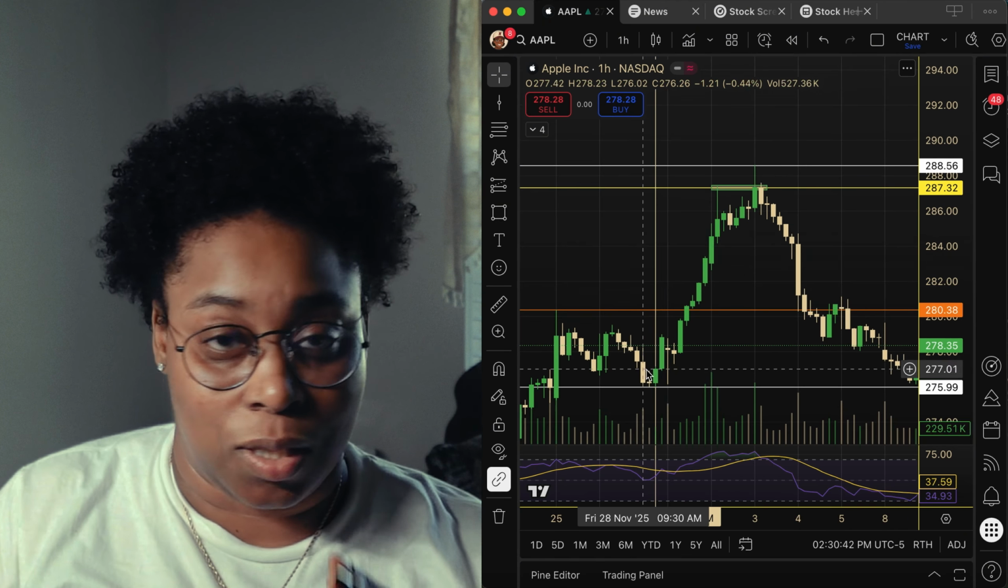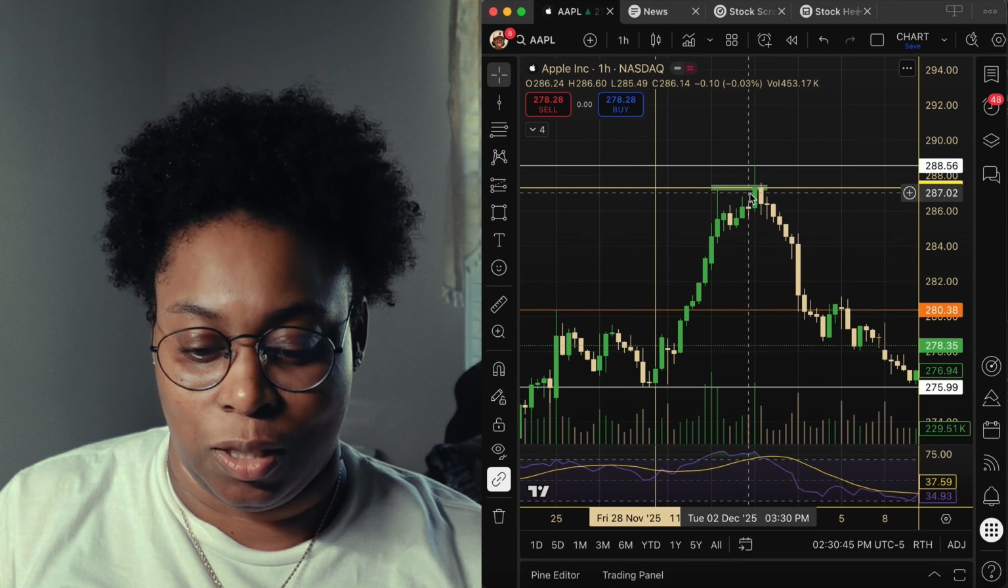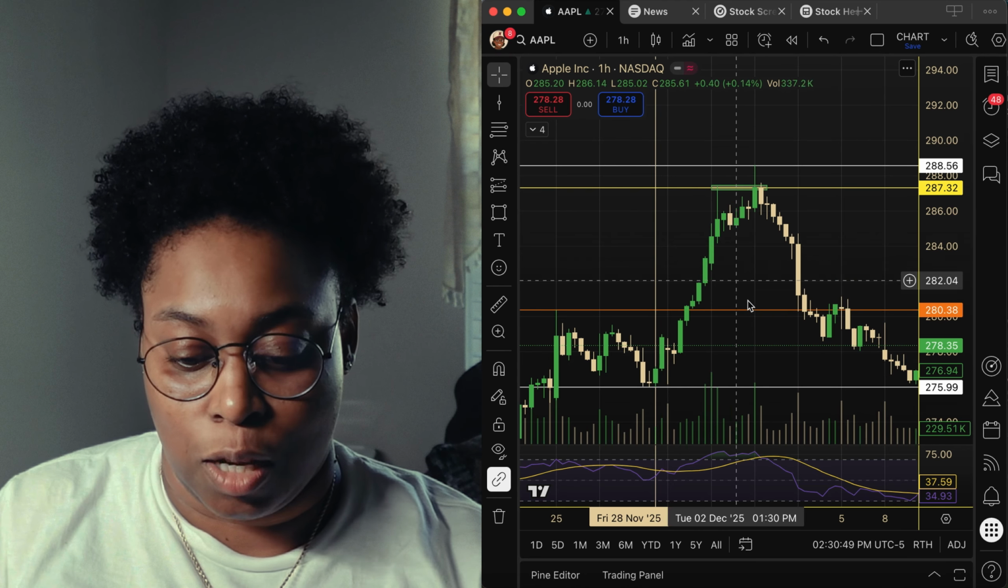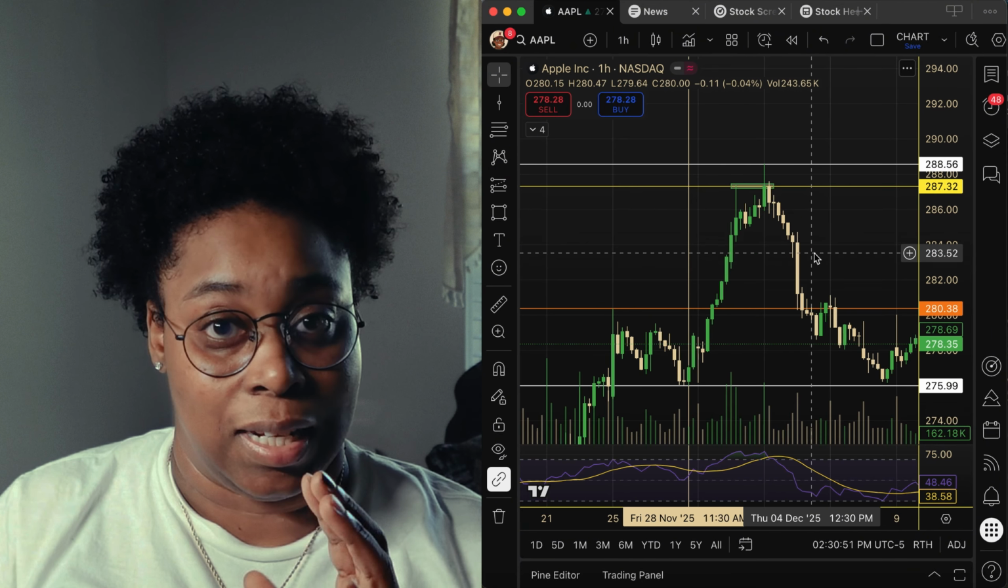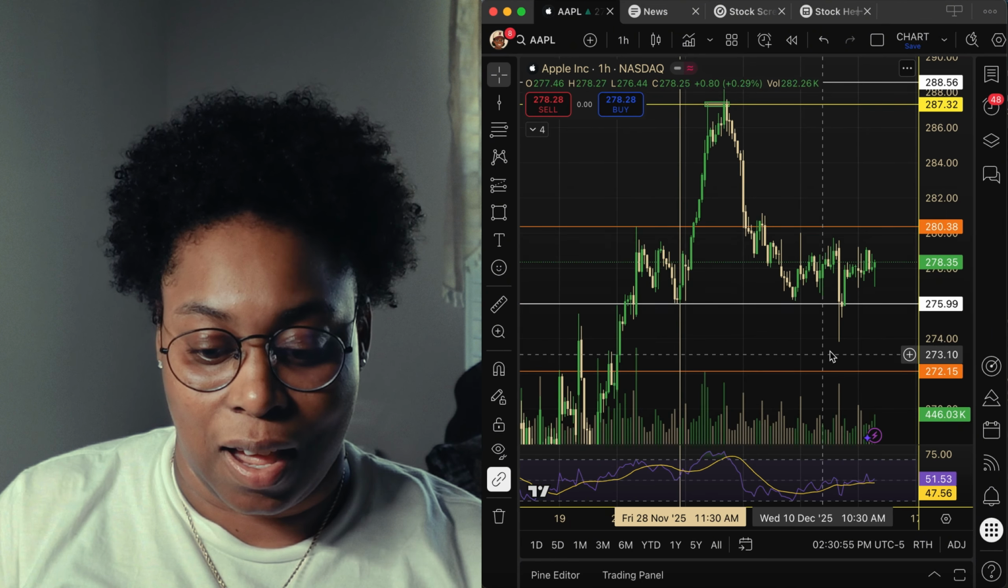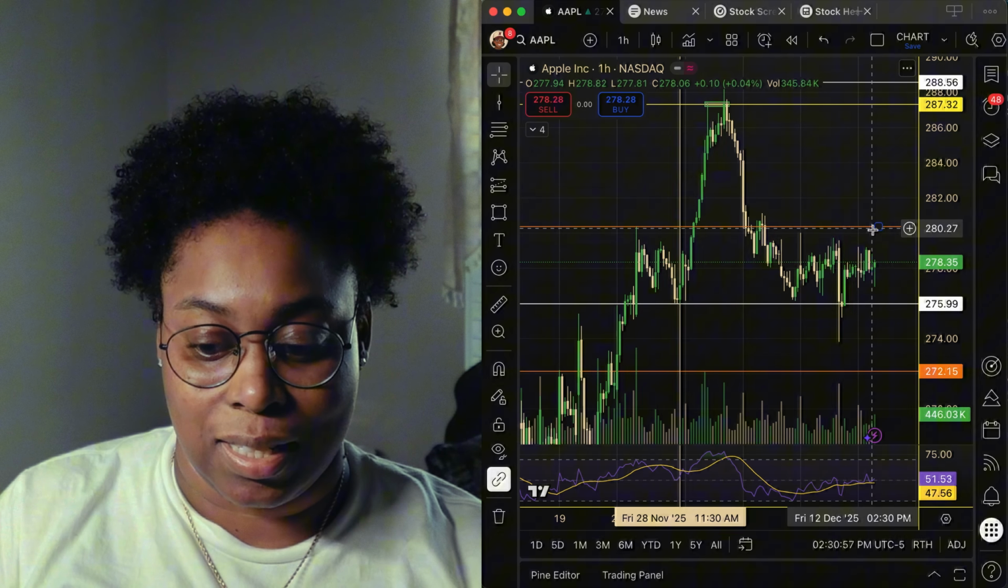So Apple was the perfect example for this, especially with how this thing made this very nice move. If you were able to catch that move, it was definitely a great one. And that's why I said keep your eye on 275, because 275.99 is the level that this thing holds up.